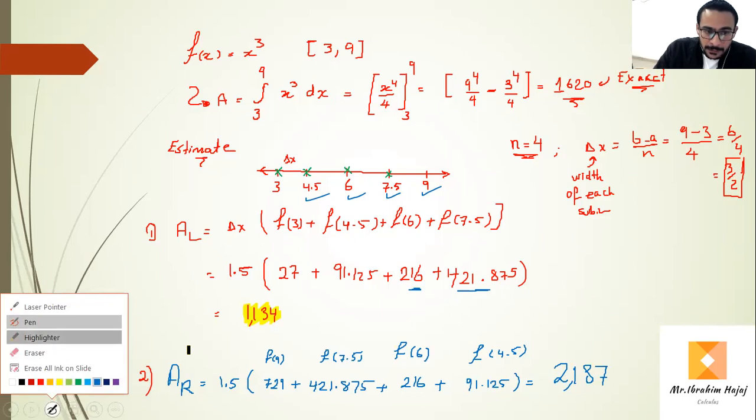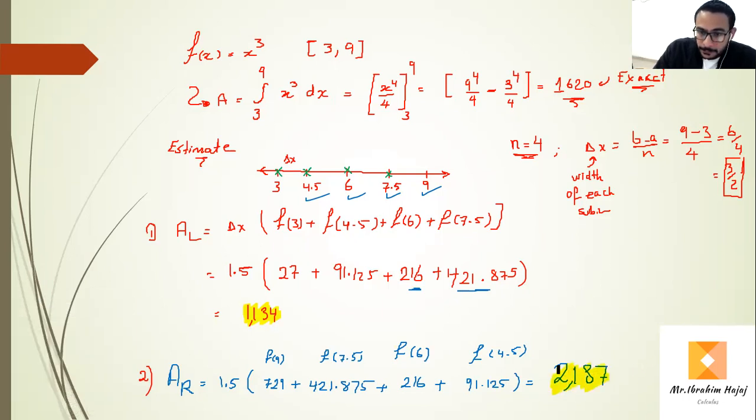So it's an overestimate. Not safe, guys. My exact answer is 1,620. The right endpoints for an increasing function always give an overestimate, so using the right it's an overestimate, and using the left it's an underestimate.